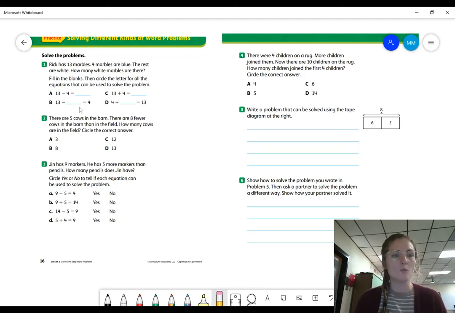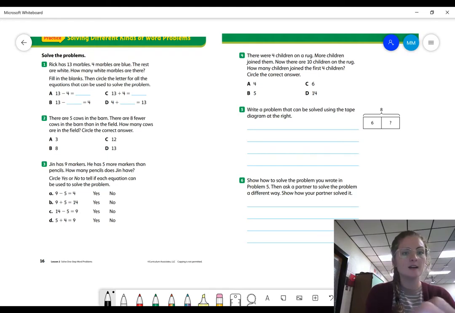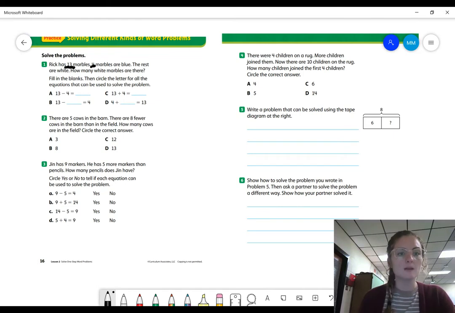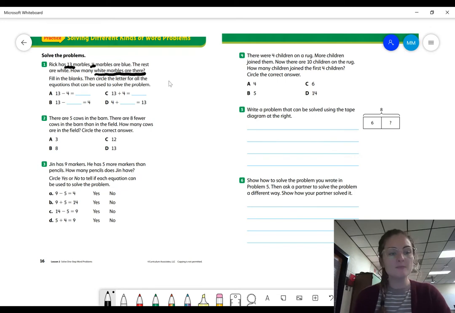So let's look at number 1. It said Rick has 13 marbles. I'm going to put a line under 13. 4 marbles are blue. The rest are white. How many white marbles are there? I'm going to read it one more time. It says Rick has 13 marbles.